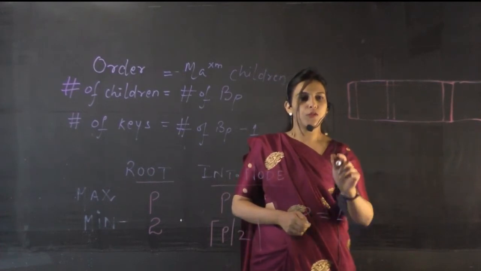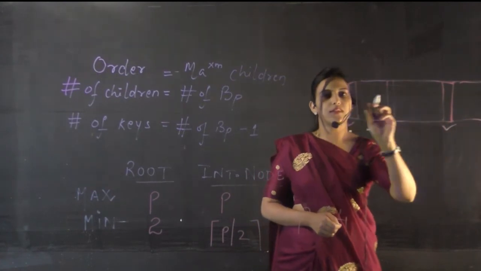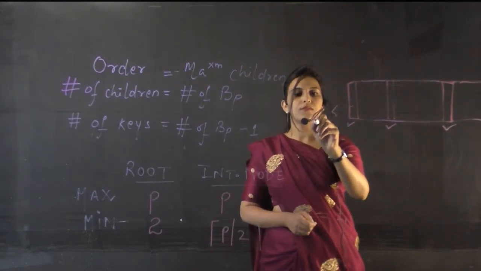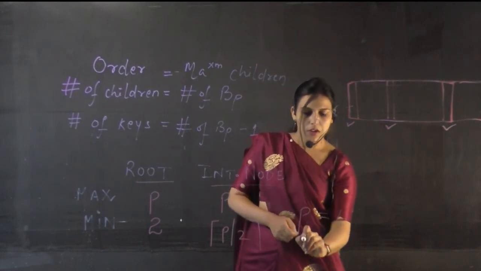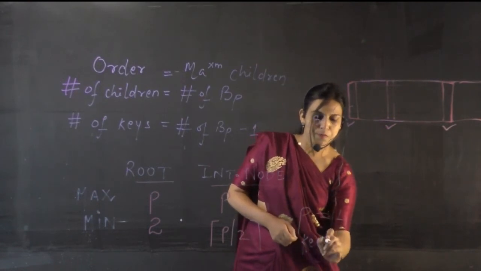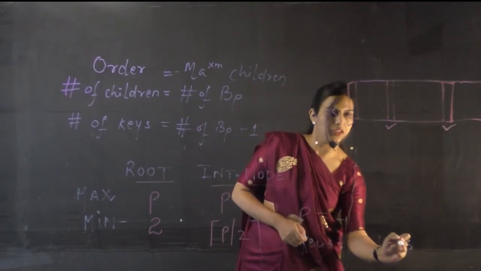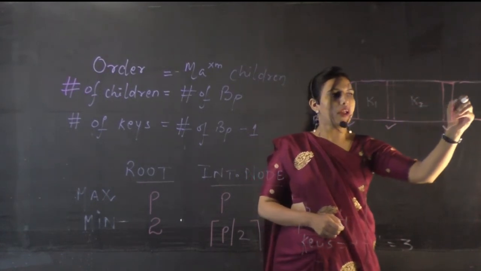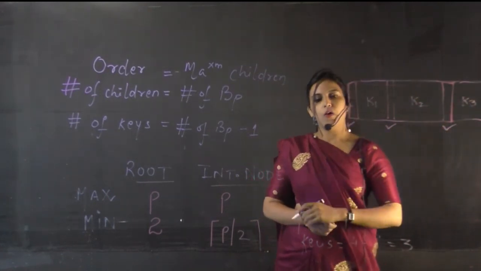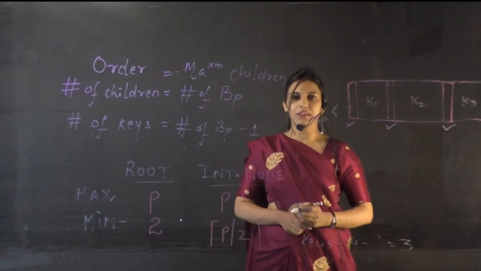If p is equal to 4, then we will have 4 block pointers. So these are the block pointers, and for p equal to 4, we will have the number of keys 4 minus 1, that is 3. So 3 keys are there, key 1, key 2 and key 3. Now we will try to understand how insertion is possible in a B tree.